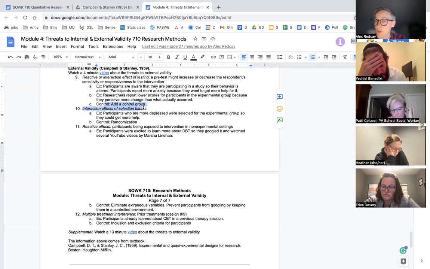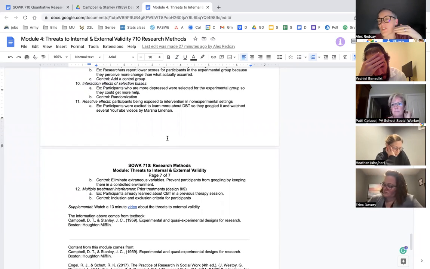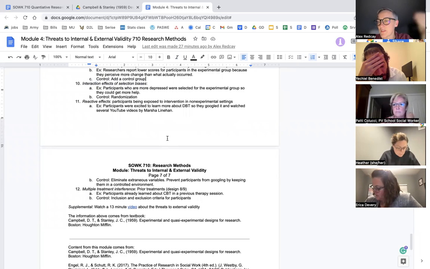When people know they're being observed, his name was Hawthorne, then they change their productivity, or they respond differently, but it's not based on the intervention. Okay. So you add a control group, and then you can see if there was actually a change or not.